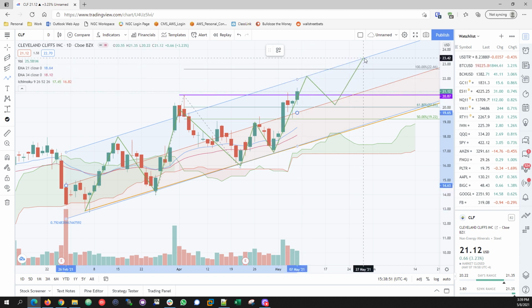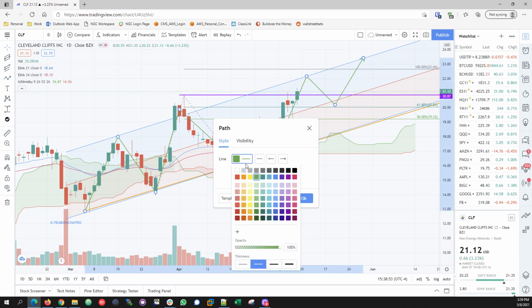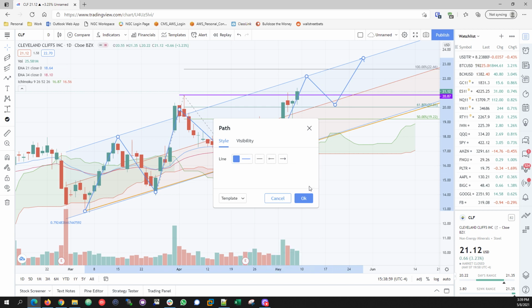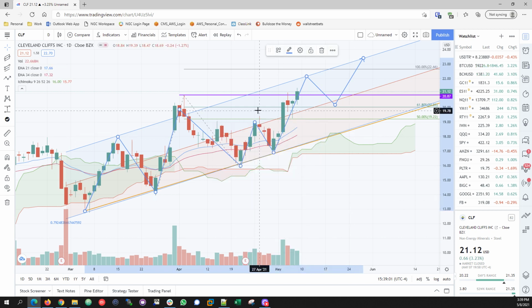Let me fix the color, because I played around with the color previously. So let's go ahead and make this blue. I think this was blue last time. Okay. Yep, and let's fix the channel colors.